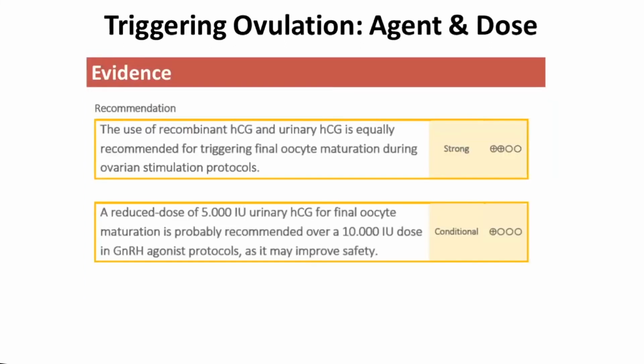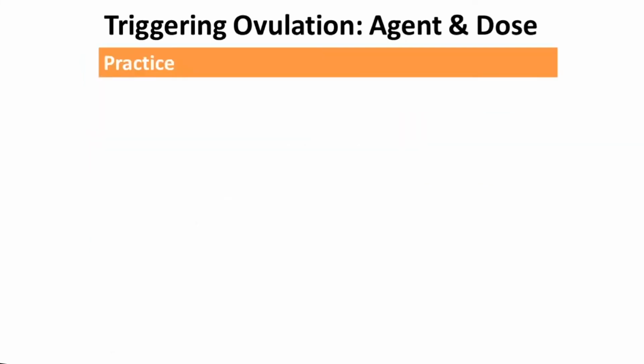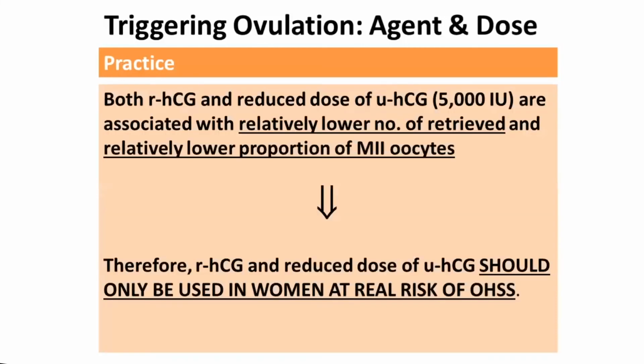The evidence sees no difference between recombinant and urinary, and the evidence sees no difference in reducing the dose of HCG to 5,000 international units, which we usually use in patients predicted to have high response in order to reduce the risk of ovarian hyperstimulation. Again, practice differs to extent from this recommendation.